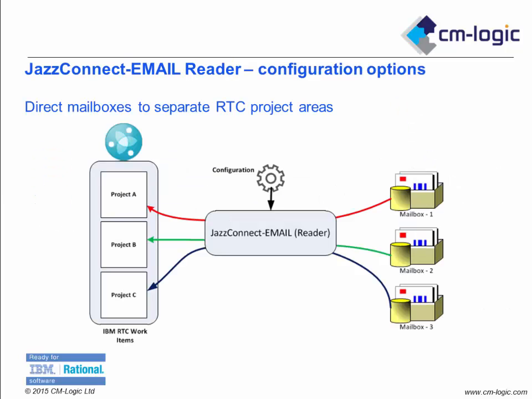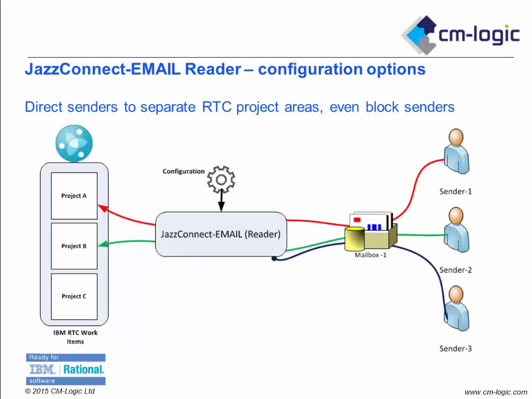So the first example is to show that separate email boxes can be processed to direct emails to separate RTC project areas. This is especially useful if you have different business areas in the organization that have to run their own projects and their own email systems, and from a single configuration file, any number of separate email boxes can be set up. The email reader can also be configured to direct mails from certain senders to different project areas. Even set up a blacklist where certain senders are simply not processed.